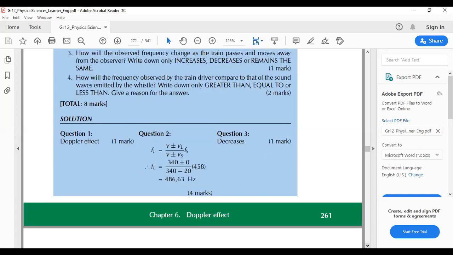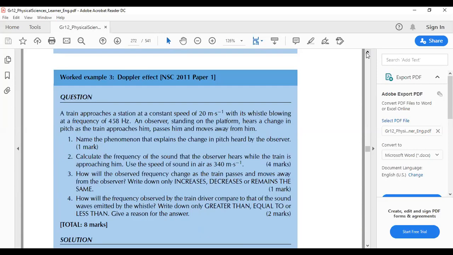So the solution for number one, we're going to substitute what we have, right? So the velocity of the listener will be equal to 0, right? It's going to be 0 because the train approaches the station. Okay. So they asked, name the phenomenon that explains the change, right?